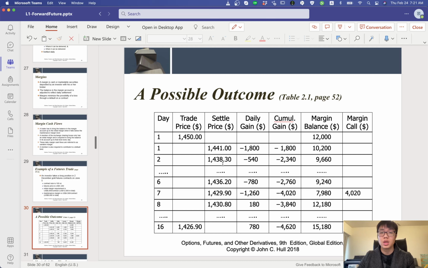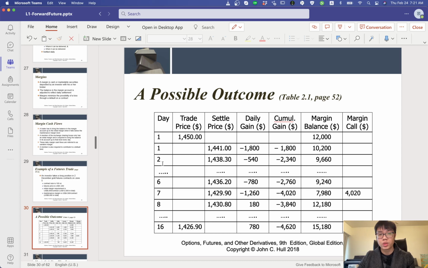So we start from 12,000 and now we have only 10,200 left, right? In the next day the broker also helps us to recalculate the loss again, and we lose more, right? So in 2 days we lose more than 2,300. Again, it's also deducted from our margin account. But remember, this number is still higher than 9,000, so it is still okay, right?